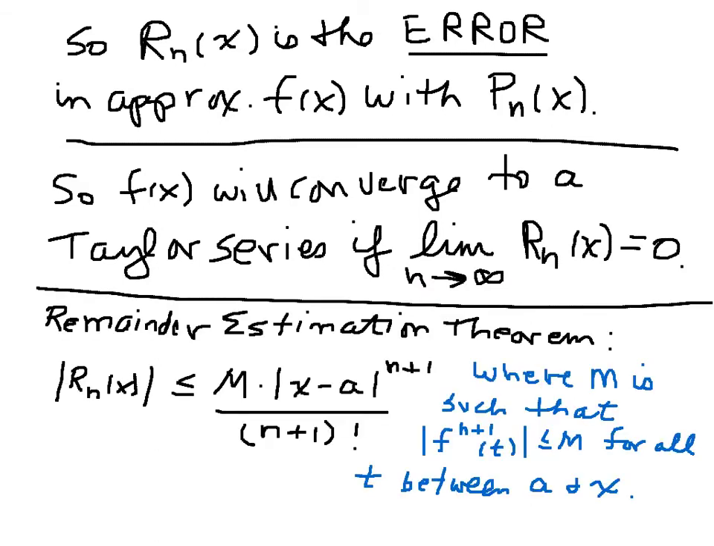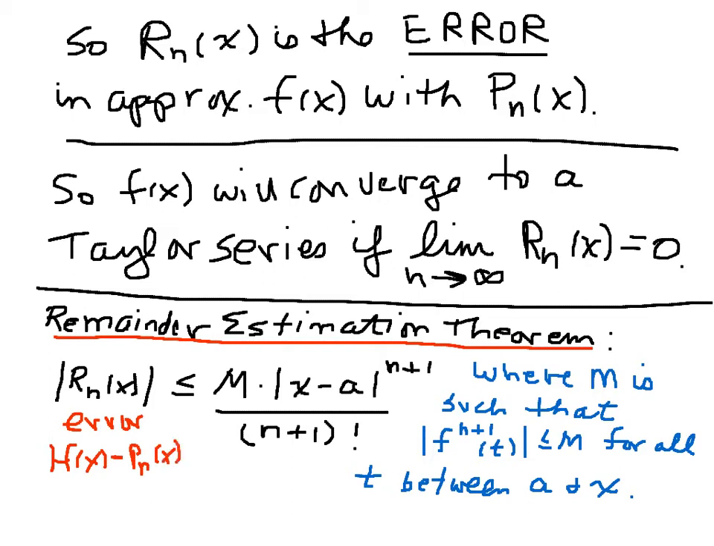So, to bring this to a conclusion, what we have is the remainder estimation theorem, which tells us that the absolute value of the remainder, or the error, let's make sure that's clear, the error in approximating f of x with p sub n of x will always be less than or equal to some number m times x minus a to the n plus 1 over n plus 1 factorial. x is the value we're approximating, a is the center.